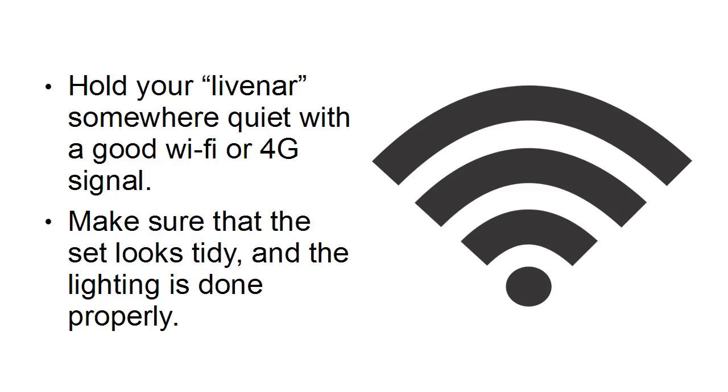Because bear in mind that people are going to be looking at the set the whole time that you're on camera. So you want to make sure that there's nothing out of place, because you don't want anything to distract from you or your guest and the message that you're putting across. And the same goes for the lighting, because if it looks amateurish, then that's going to put people off. You want to have the same sort of lighting that people will get if they see you on TV or if they go to the movies.